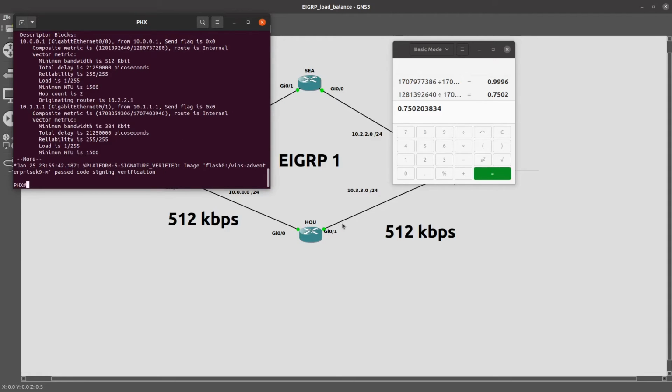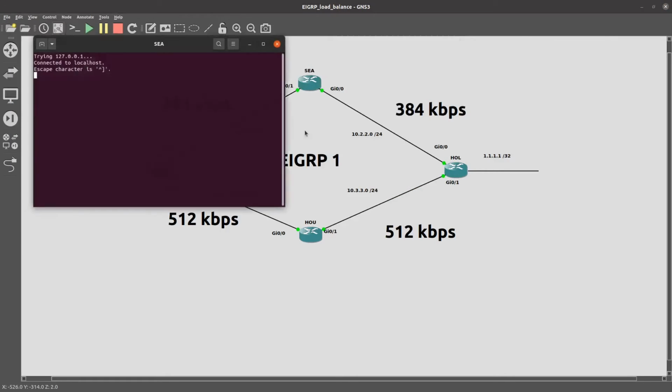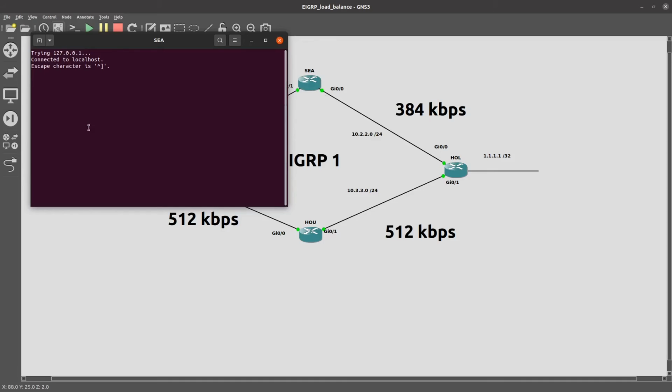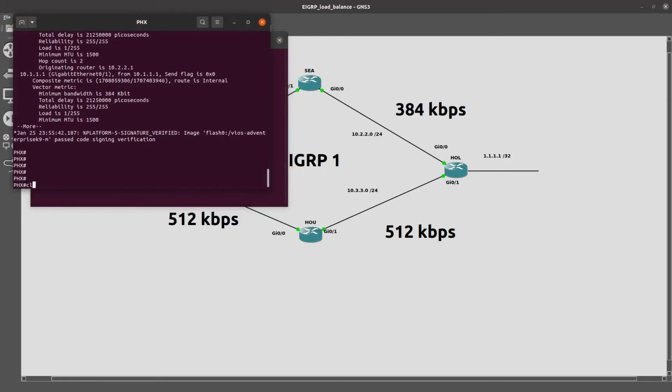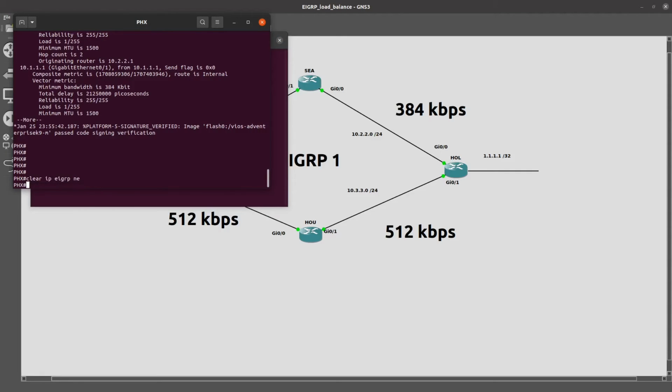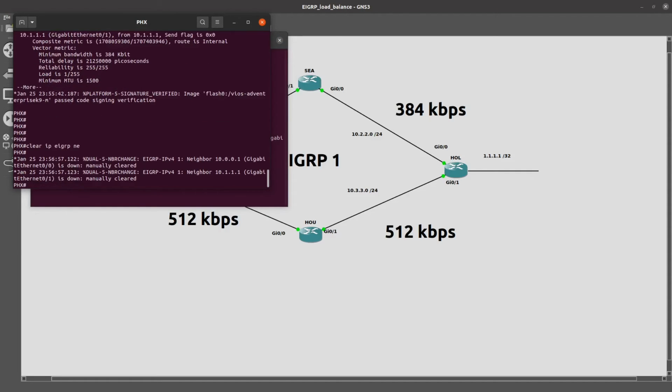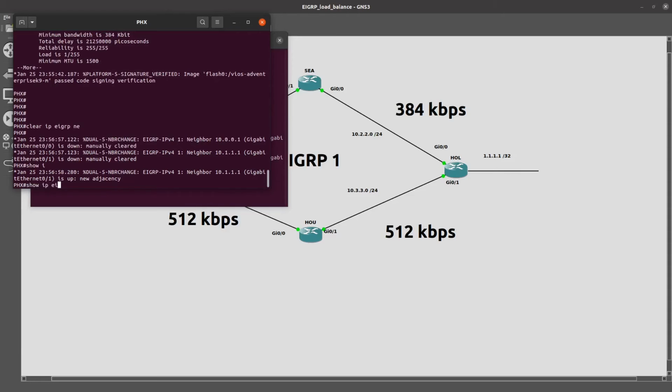So let's try this, guys. Let's try going into the Seattle router and changing port gig 00 to a higher bandwidth. Or the same. 12. Go back to the Phoenix router. If this doesn't work, then we'll just call it a day. At least you got shown the variance command and what it can do. We'll clear EIGRP neighbors. Get a reset. And then let's look at our topology table.